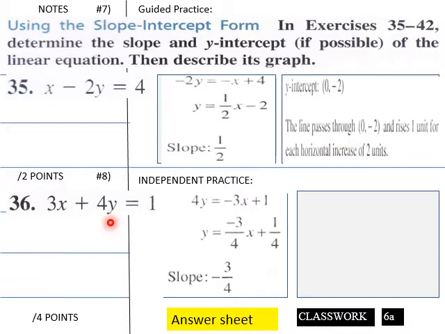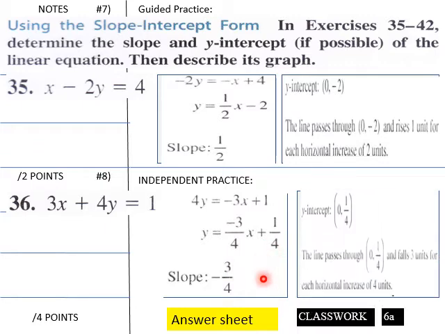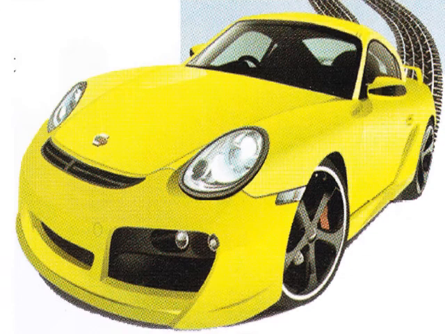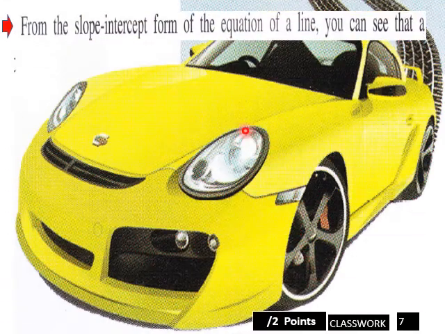So down here, solve for y. Put it in slope-intercept form: y equals -3/4 x plus 1/4. So the y-intercept is 1/4, so (0, 1/4), and it falls 3 units for each horizontal increase of 4 units. I don't know about that, but anyway, it has a slope. Oh yeah, here's your slope here. Yeah, that would be right there. I was looking at the slope-intercept, or rather at the y-intercept, sorry.